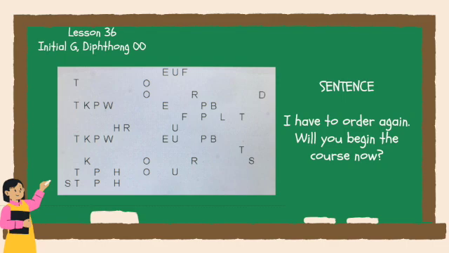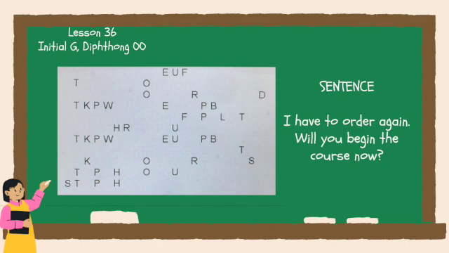Okay? Next, will you begin the course now? So you can see there, initial L, vowel U, then begin. That's another arbitrary in this lesson. TK, initials TKPW, final N, and then the course now. And then we have STPH4 question mark. Okay, so again, if you want to take a closer look, you can hit the pause button.